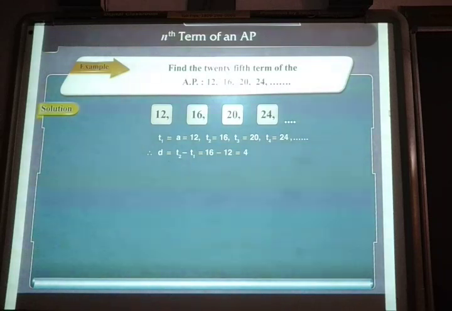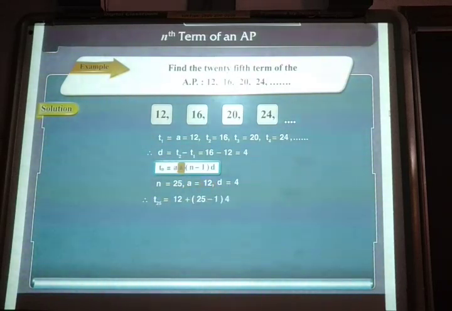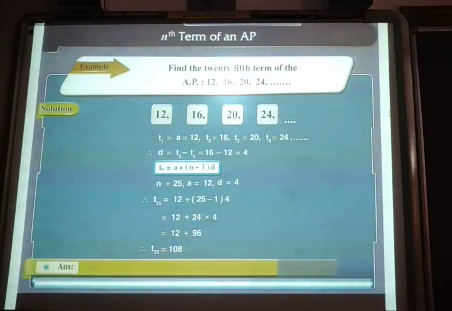We know that Tn is a plus n minus 1 into d. Substituting n is 25, a is 12 and d is 4, we get T25 is 12 plus 25 minus 1 into 4. On simplifying, we get T25 is 108. So the 25th term of the given AP is 108.